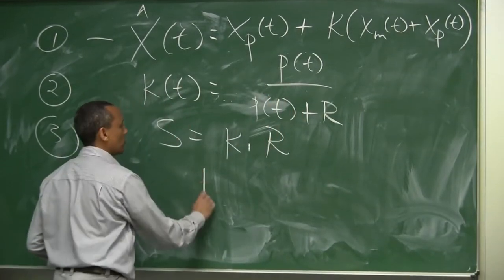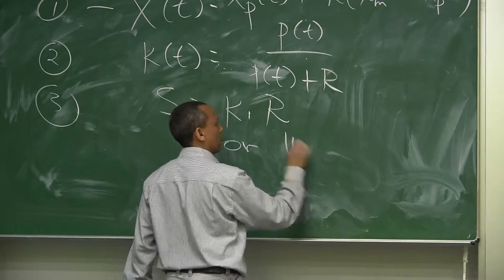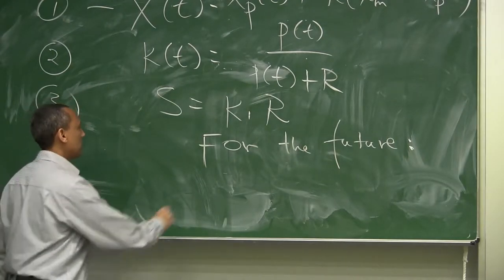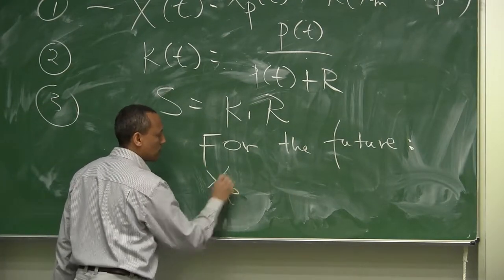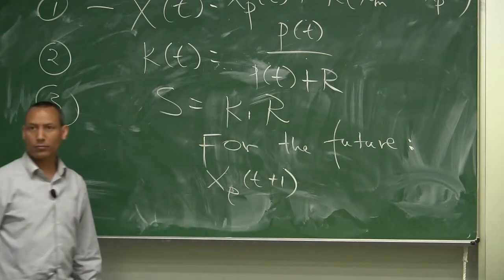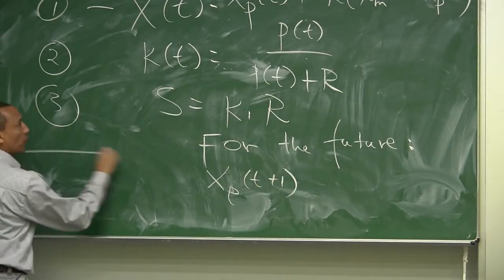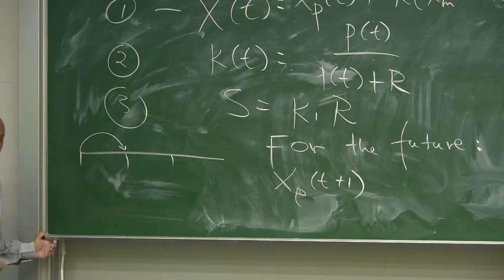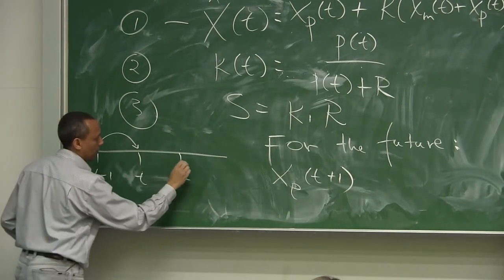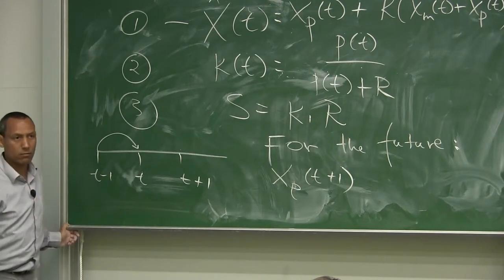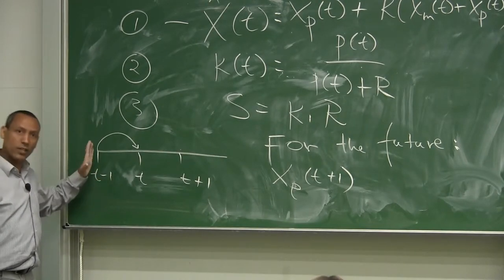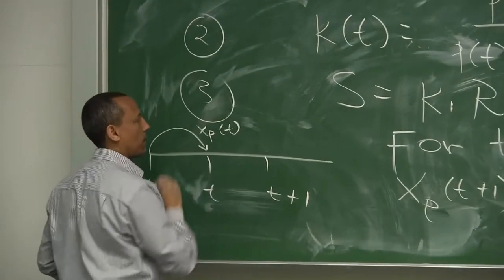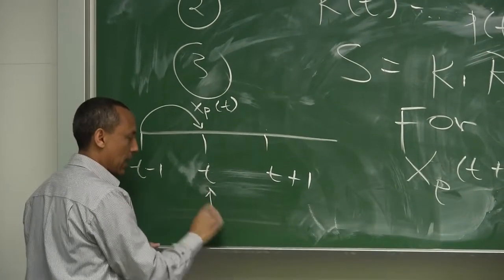We have said, okay, for the future, x prediction for t plus 1. Remember what I'm doing is the following. This is t minus 1, t, t plus 1. At time t minus 1, based on whatever knowledge I have, I made a prediction. And this is x p of t. At time t, I took a measurement.